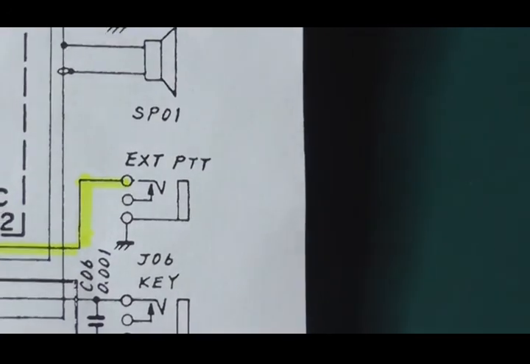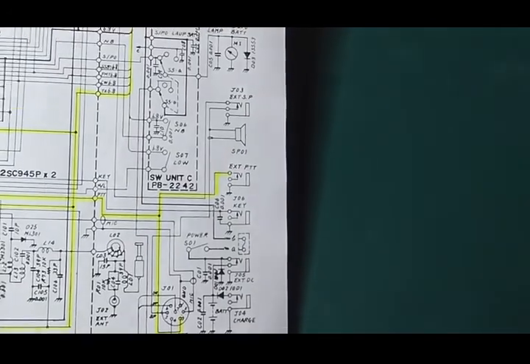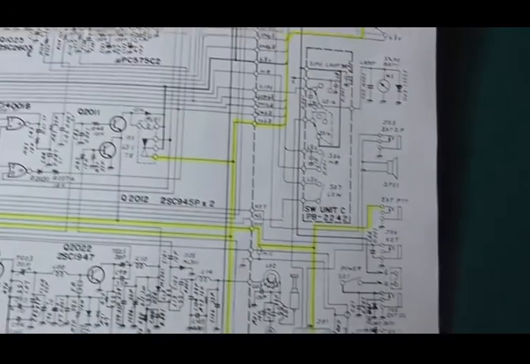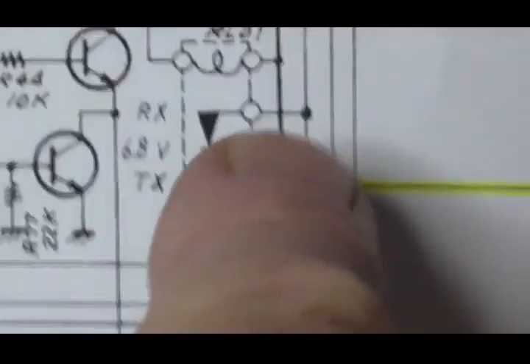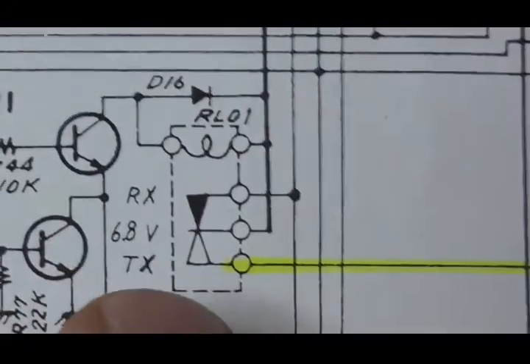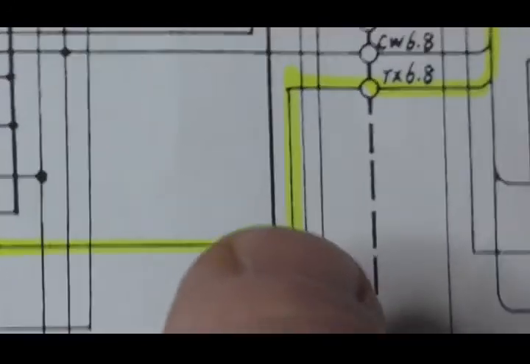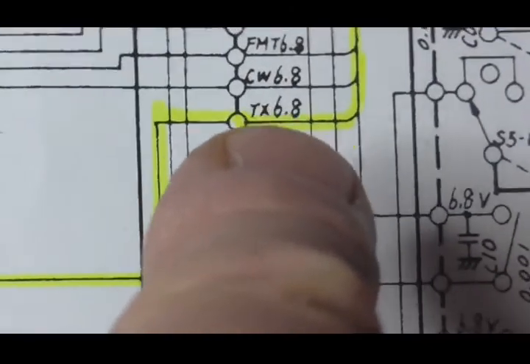If we look at the schematic, we can see that the PTT line runs a path through to the emitter of Q2011, just there. And when Q2011 is turned on, it energizes that relay, RL01. In doing so, that energizes the TX 6.8 volt rail.